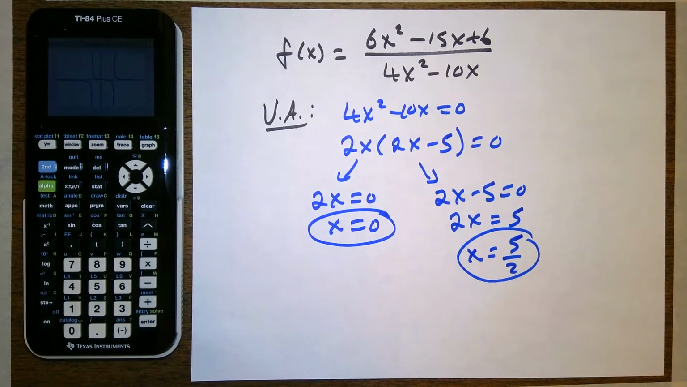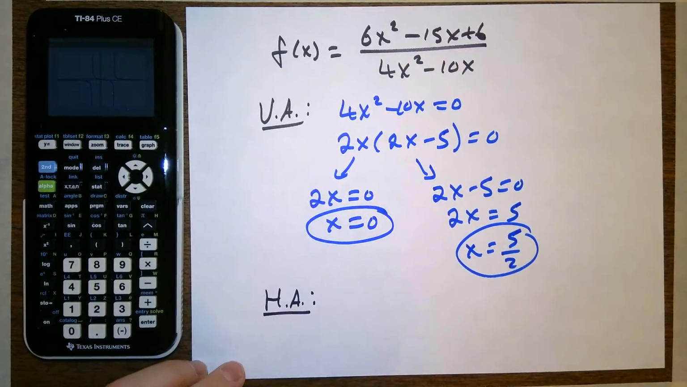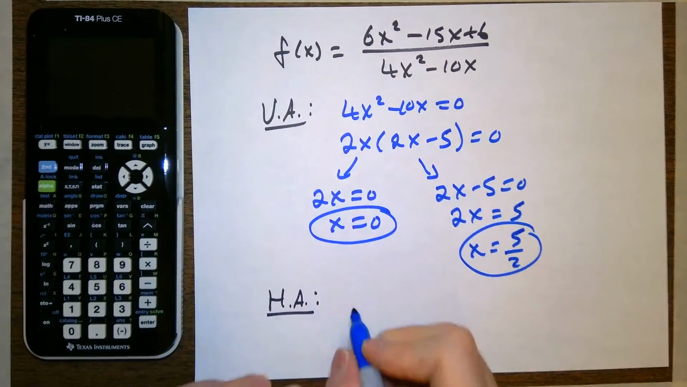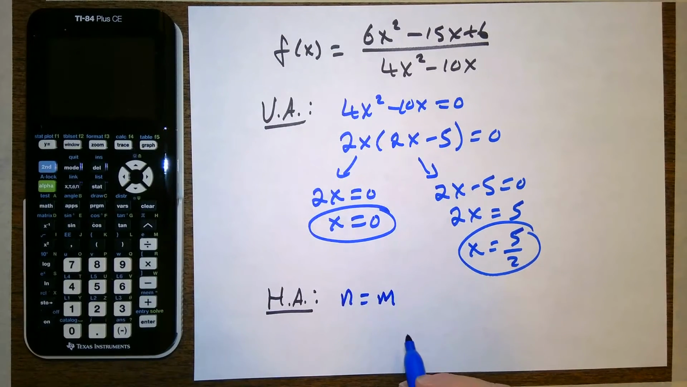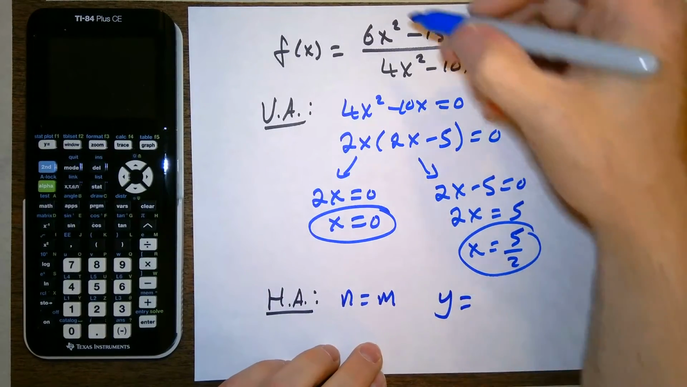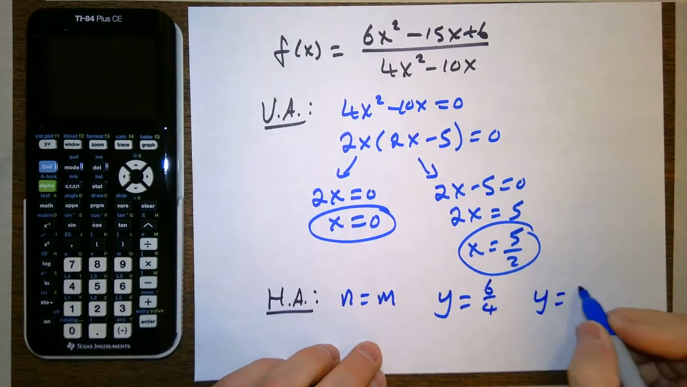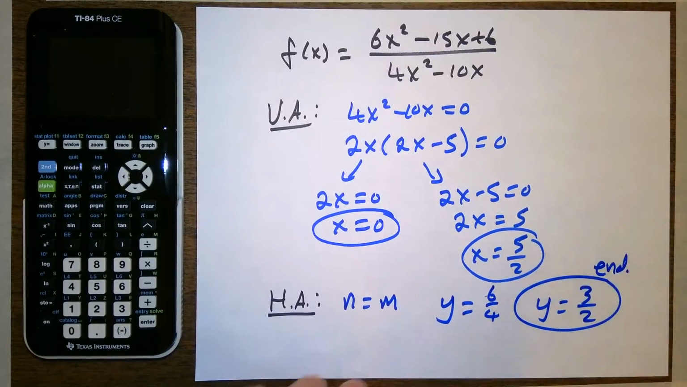Now let's take a look at the horizontal asymptotes. The case that I've got here is the degree of the numerator is equal to the degree of the denominator. That tells me that my end behavior asymptote is going to be y equals lead coefficient over lead coefficient, 6 over 4, which of course can be reduced to y equals 3 halves. So there is my end behavior asymptote, my horizontal asymptote. Next I want to explore the x-intercepts and the y-intercepts.